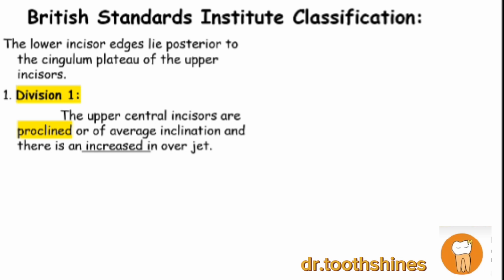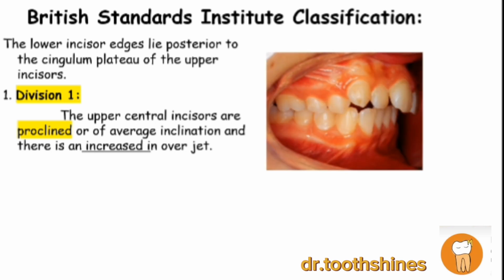Now division 1; also focus on the picture please. In division 1, the upper central incisors are proclined. You can see in the picture the central incisors are proclined at an average inclination, and there is an increased overjet. In division 1, the central incisors are proclined and the overjet is increased.